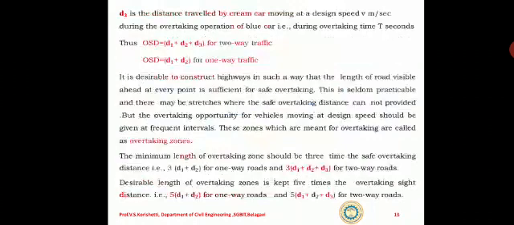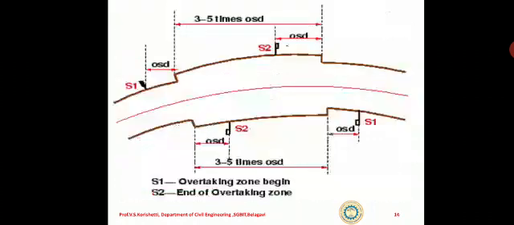This you can see very clearly in the figure. This is the pictorial representation of the OSD. You can see S1 and S2 are the signposts where the overtaking operation will be starting. At S1 the overtaking zone begins, and at S2 the overtaking zone ends for one direction. Similarly, it will be in the opposite direction. You can see the OSD, which is the overtaking sight distance, and the overtaking priority for the minimum and desirable length of the OSD, that is 3 to 5 times.